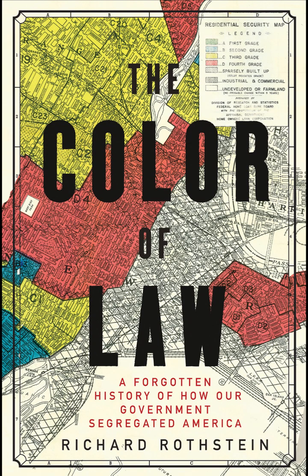The mechanism the HOLC developed was a series of color-coded residential security maps. They mapped every major metropolitan area, assigning one of 4 grades to every neighborhood. The highest grade, the safest investments, was colored green. The lowest grade, deemed too hazardous for lending, was colored red, which is the origin of the term redlining.